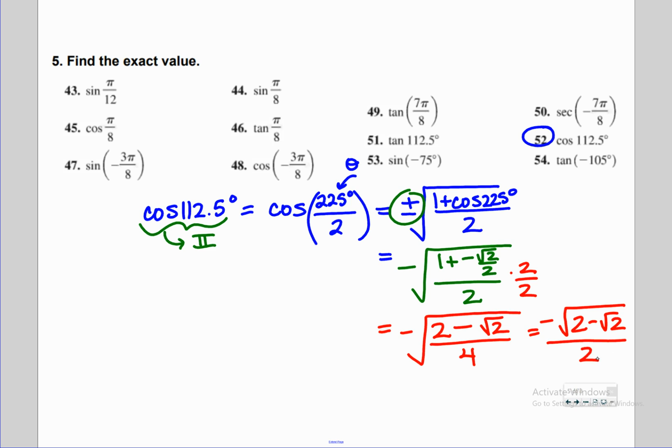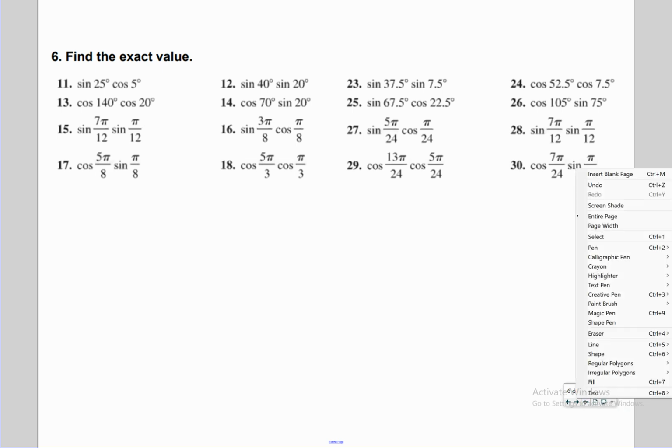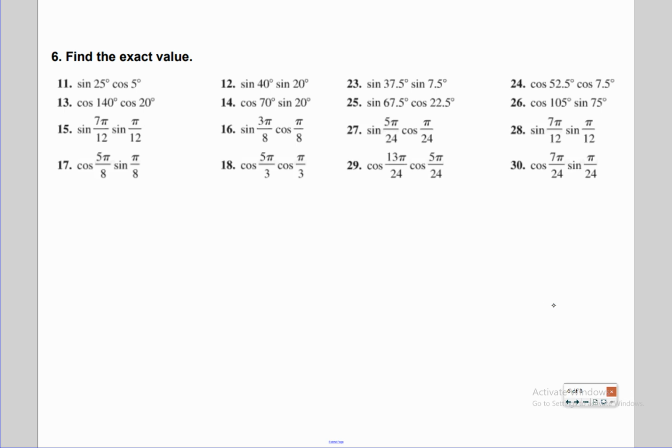Okay, and again, this is one you can check with the calculator. Type the problem in, type the answer in, make sure the decimals match. Okay? Good there? All right. Number 6. Pick a problem. Finding an exact value again.